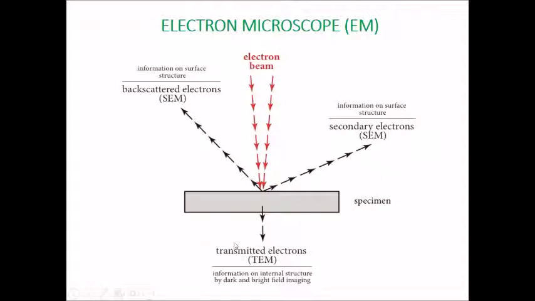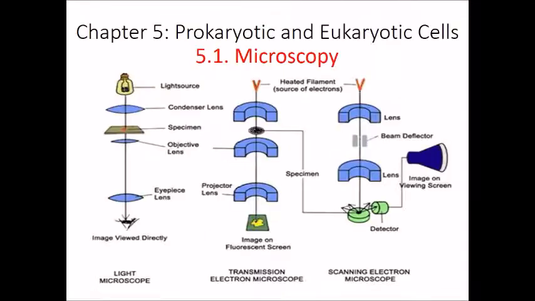For transmission electron microscope, they focus the electron beam through the specimen, so it will pass through the specimen to provide the image of the internal structure of the specimen. Meanwhile, for SEM, they focus the electron beam onto the surface of the specimen. So that's why the information of the image will show the surface structure of the sample.